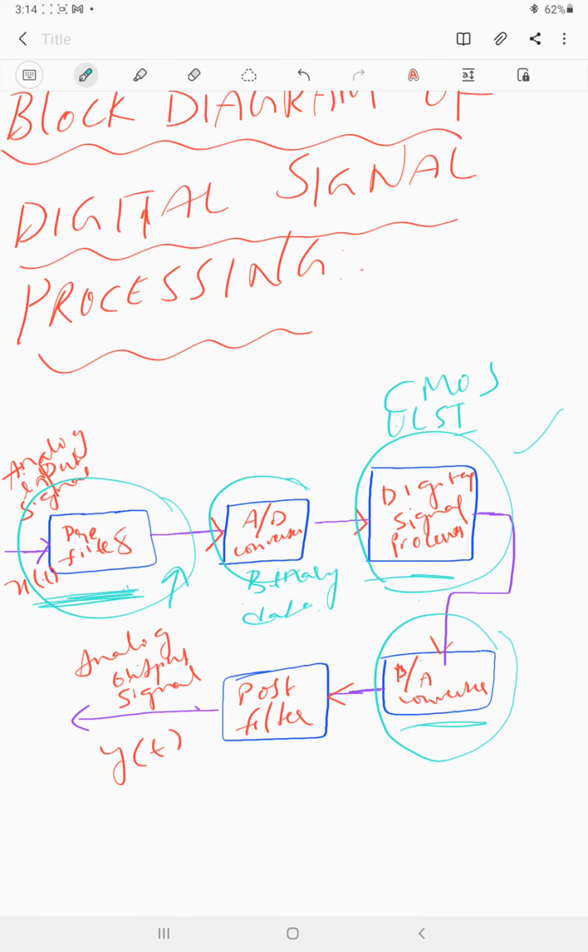Next is the post filter. It is also a low pass filter which smoothens the waves by removing the high frequencies to obtain the desired signal, which will be in analog form. In the pre-filter we limit the frequencies up to a threshold level; here again it smoothens those frequencies in the post filter. This is the analog output signal we get from the output, y of t.